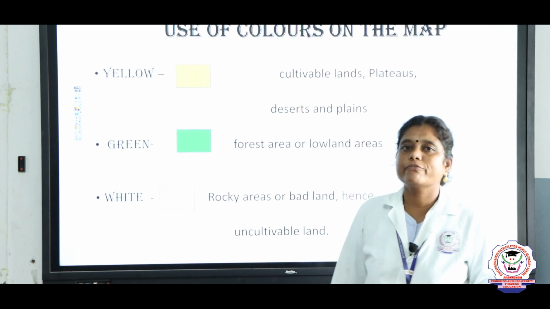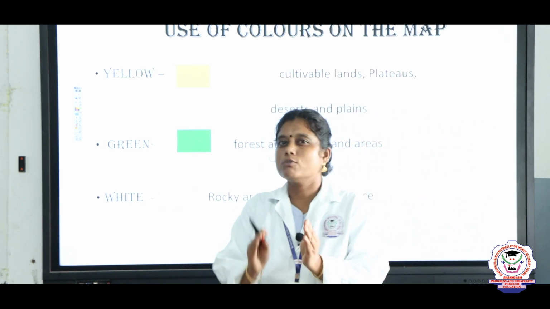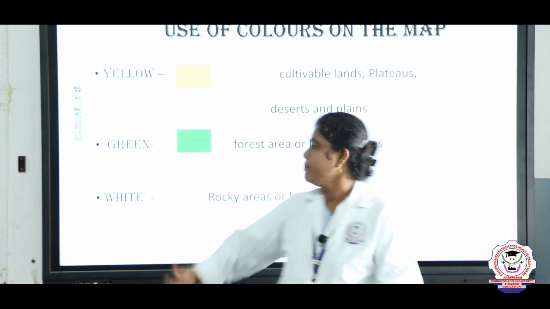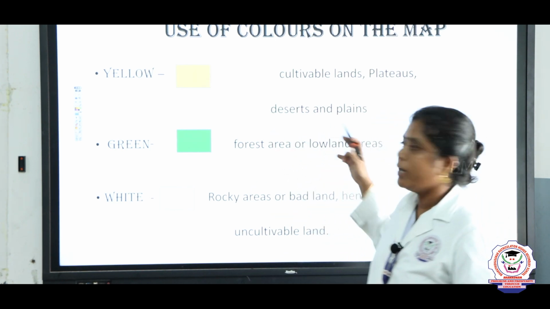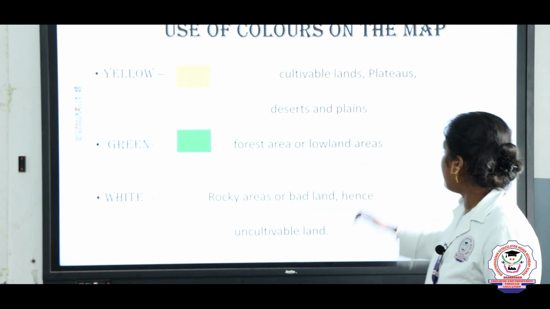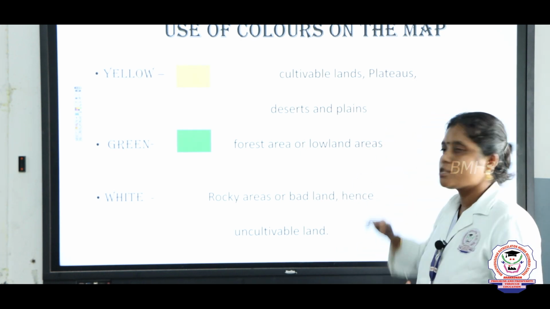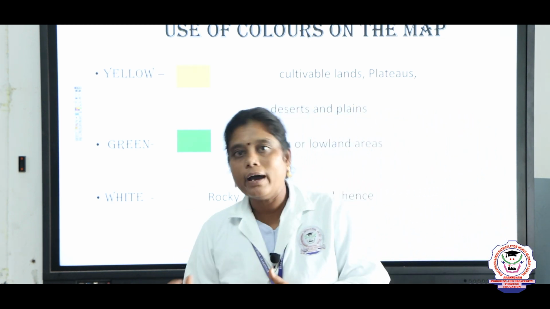Next, use of colors on the map. Already I told you, children, there are a few colors which are used on the map. Let's see what all the colors are. So first, yellow color. We know that yellow color always represents cultivable lands, plateaus, deserts and also plains on the map.